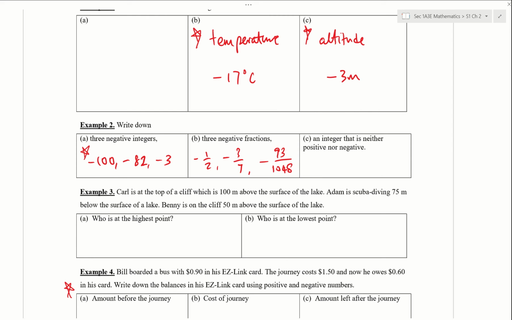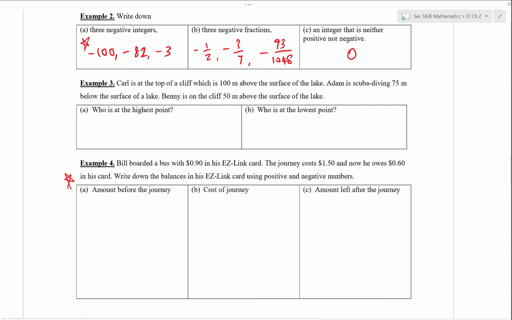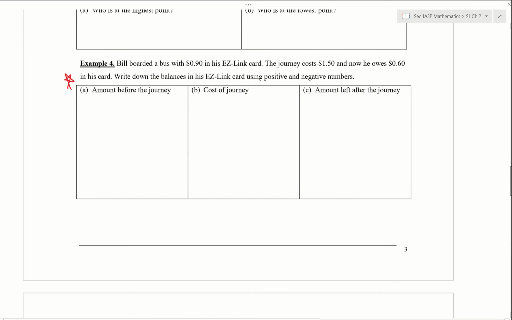Okay, an integer that is neither positive nor negative. 0. This one was given in the video. So it is not positive, but it's not negative also. So this is the only integer that is neither positive nor negative. Then here there's an example of who is at the highest, who is at the lowest, talking about the sea, with reference to sea level. That was done for you.